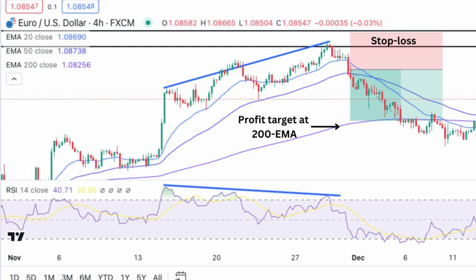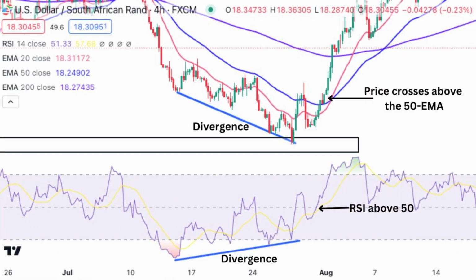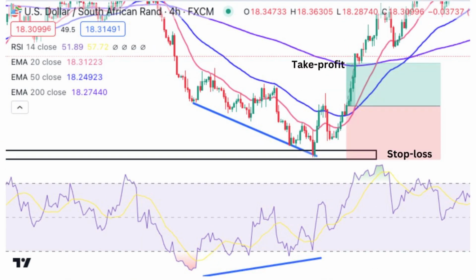Now I want to show you a bullish example. For a bullish setup, you'll identify a significant support level on a higher time frame. If the RSI goes oversold and shows divergence, i.e. higher lows on the RSI while the price is making lower lows, you'll wait for a bullish reversal signal like price closing above the 50 EMA and RSI above 50. You'll enter the trade with stops below the support level and your targets at the 200 EMA.